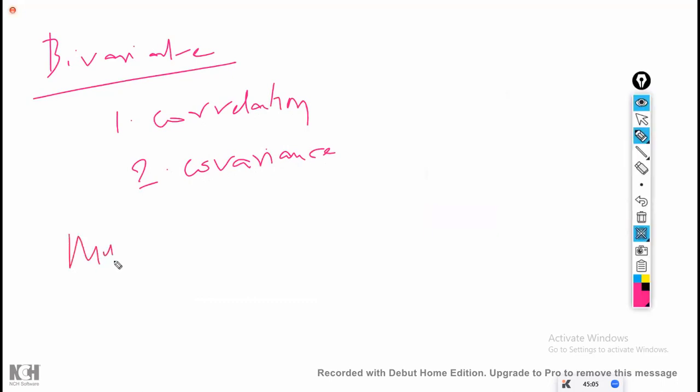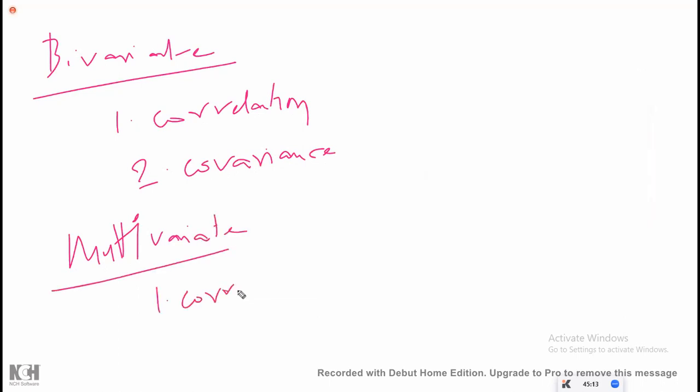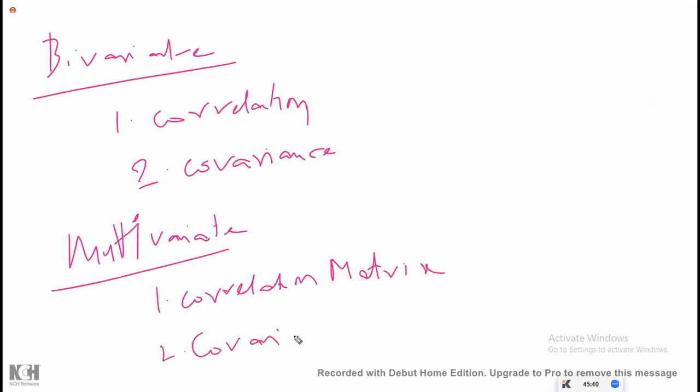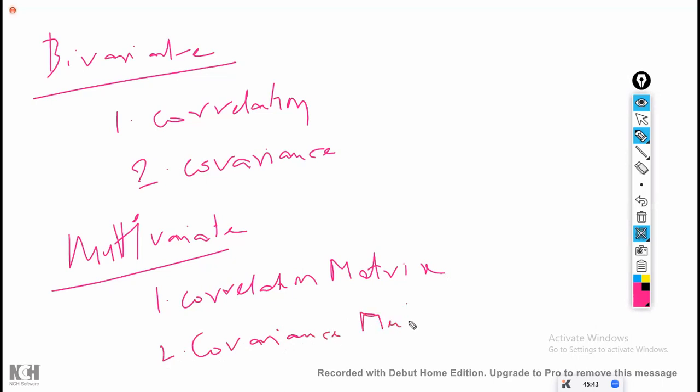And coming to the multivariate analysis. Within the multivariate, what is the first one? Correlation matrix. Earlier you calculated between two variables only. Now you are calculating between multiple variables, but still two variables at a time: x1 versus x2, x1 versus x3, x1 versus x4. Constraint to two variables at a time, you are calculating the correlation, but everything you are keeping in a single matrix. That matrix is called multivariate analysis. Correlation matrix and covariance matrix both come under multivariate analysis.